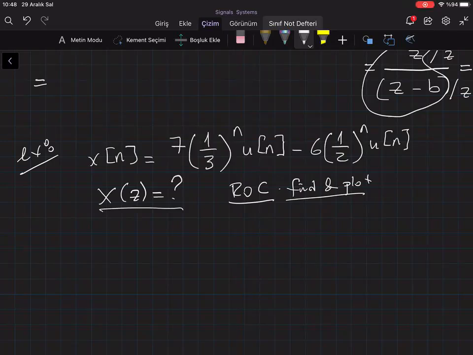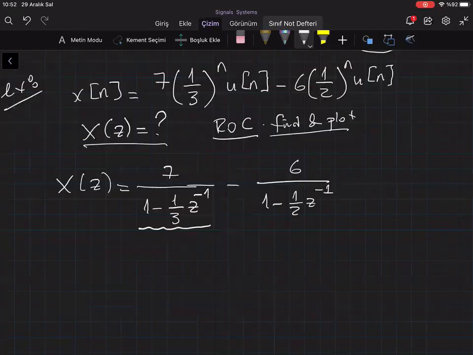Evet, please write to the chat in a private manner. Arkadaşlar, can you tell me what the ROC of this part is? Absolute z must be bigger than 1 over 3. Absolute z should be greater than 1 over 3. How about this part, Doğan? Absolute z should be greater than 1 over 2, değil mi?